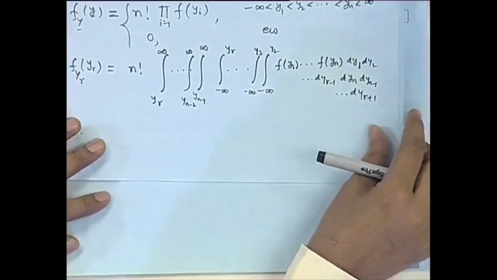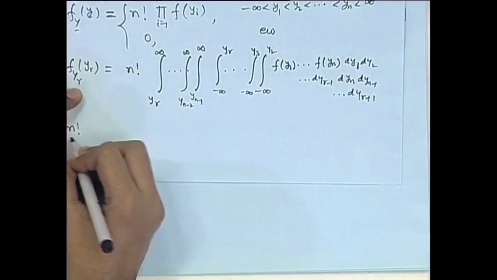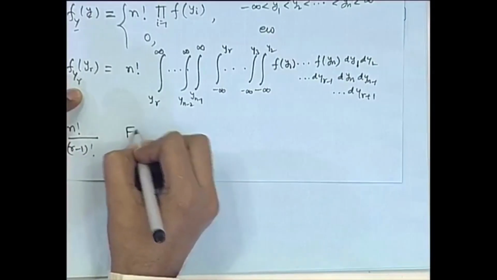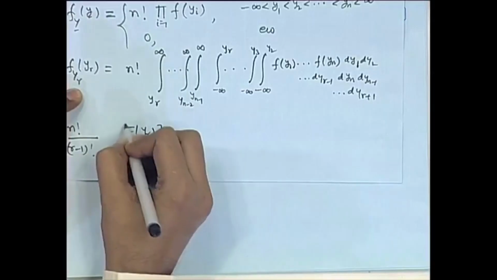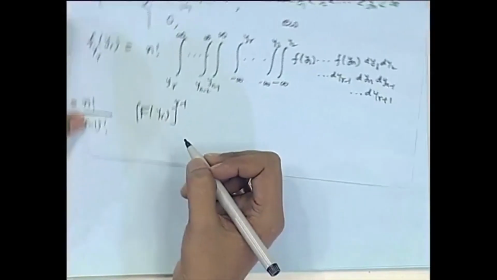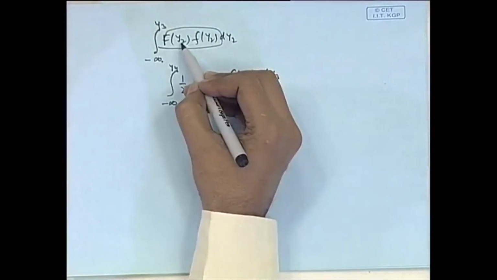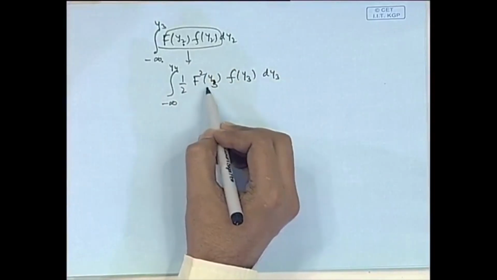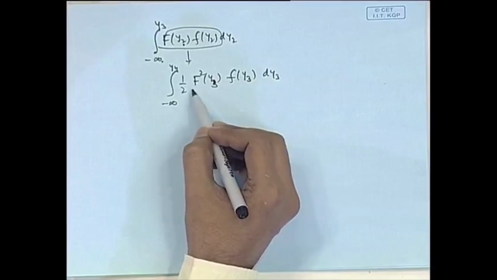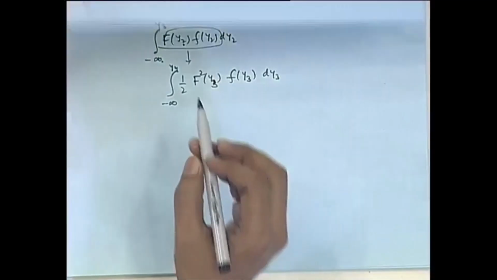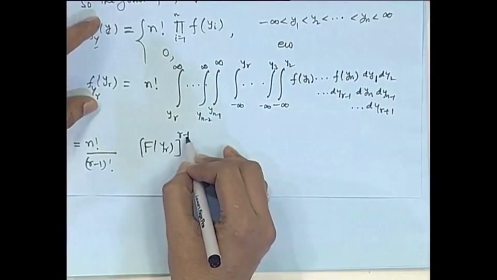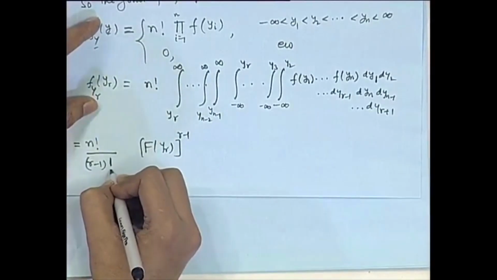So, the last step will give us F of y r to the power r minus 1 divided by r minus 1 factorial, because in the first stage it is capital F of y 2, in the second stage it is F square by 2, in the next stage it is F cube y 4 by 3 factorial. So, at the r minus 1th stage this will give F of y r to the power r minus 1 by r minus 1 factorial.